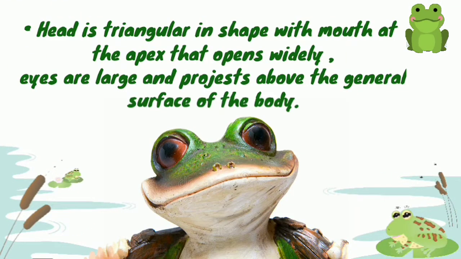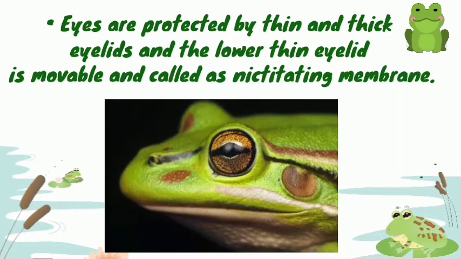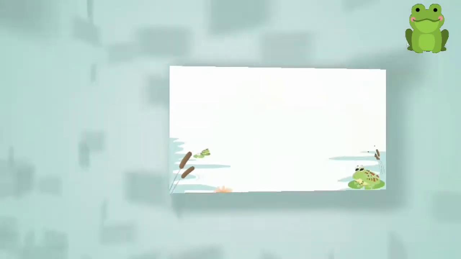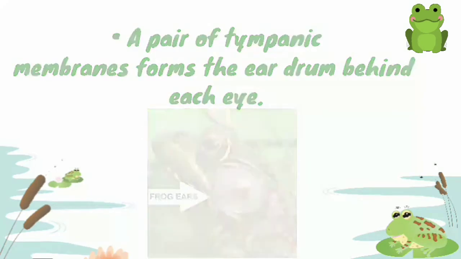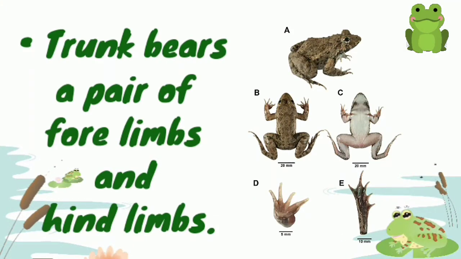Head is triangular in shape with mouth at the apex that opens widely. Eyes are large and project above the general surface of the body. Eyes are protected by thin and thick eyelids, and the lower thin eyelid is movable and called the nictitating membrane. A pair of tympanic membranes forms the eardrum behind each eye. Trunk bears a pair of forelimbs and hind limbs.